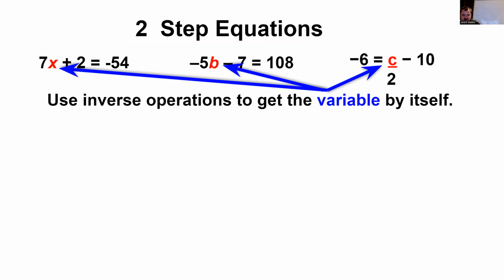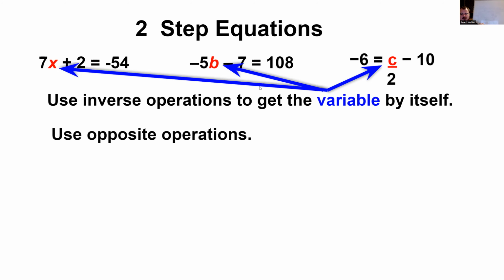The x, the b, the c, those are the variables. So in this case, you look at the variable, look at the term the variable's in, and you look at the coefficient that's in front of it, and what you're going to do is do an inverse operation or undo whatever that coefficient is doing. So if there's a 7 in front of the x, we need to get rid of 7. If there's a -5 in front of b, we're going to undo that. If there's a c divided by 2, we're going to be undoing that. So what we're going to do is work backwards to undo what's happening to the variable.